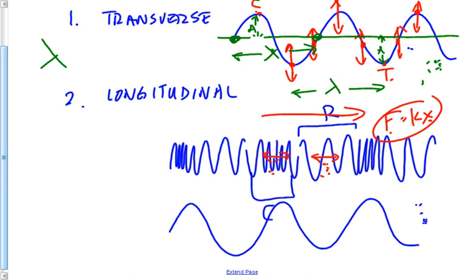No. The particles here are traveling at the same speed as the particles here. Now, at a different phase in the wave, they can be traveling at a different speed. Does that make sense? Okay.